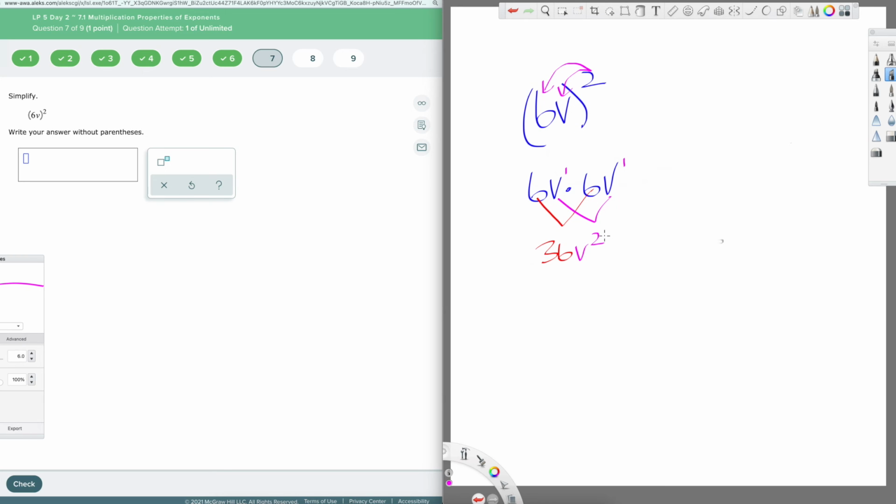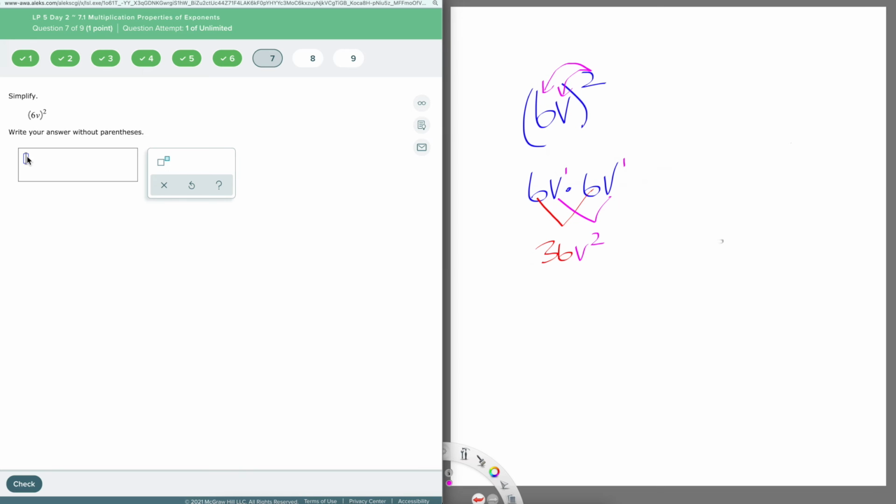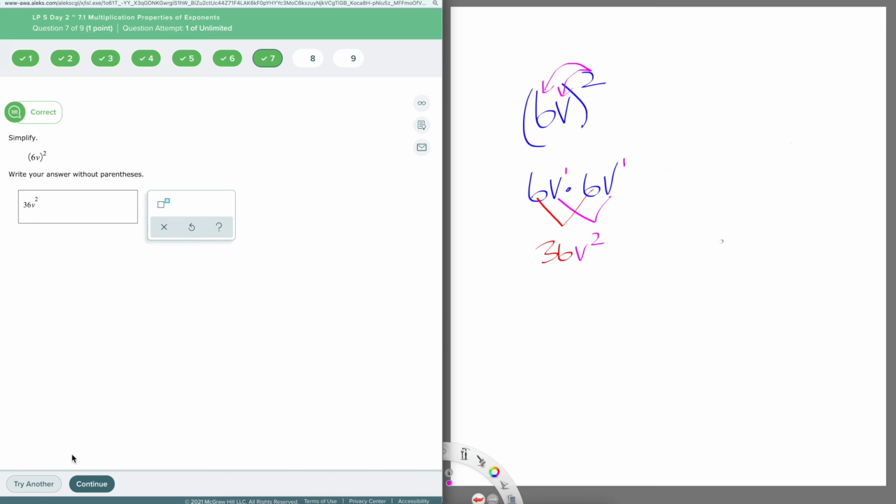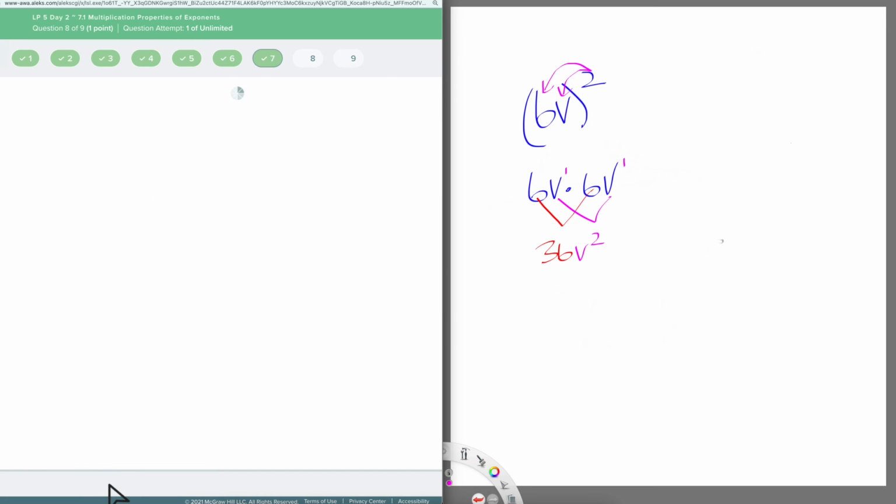So we want to make sure you apply it to both pieces though, because the entire thing is the base, not just the v that it's next to. So that's another big one. I see students make that mistake all the time. Make sure you also apply it to the coefficient that's in there. So it gets applied to everything in the parentheses.